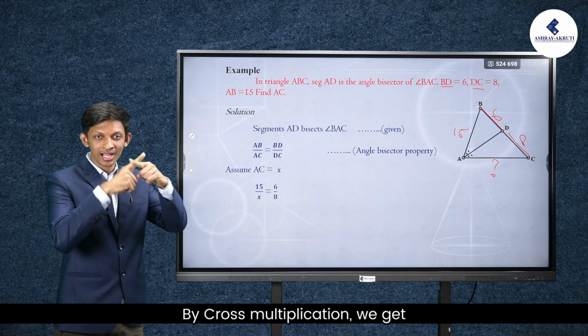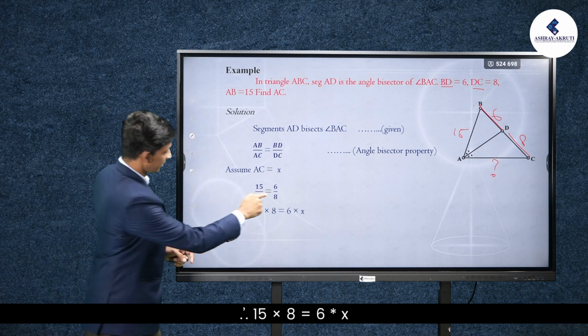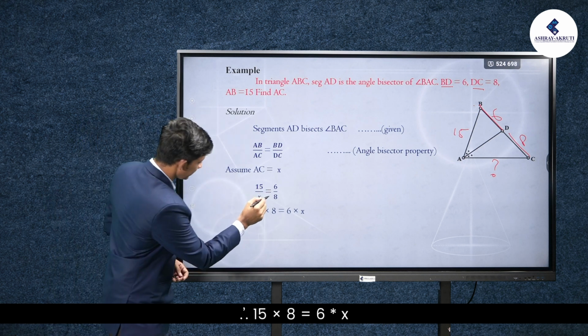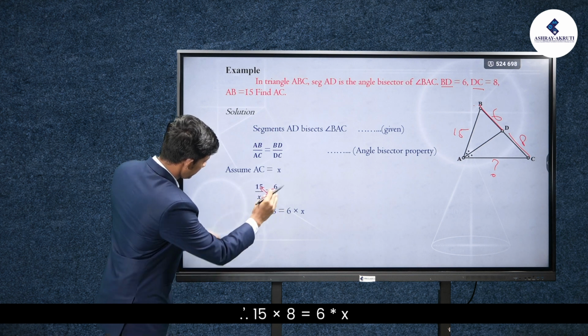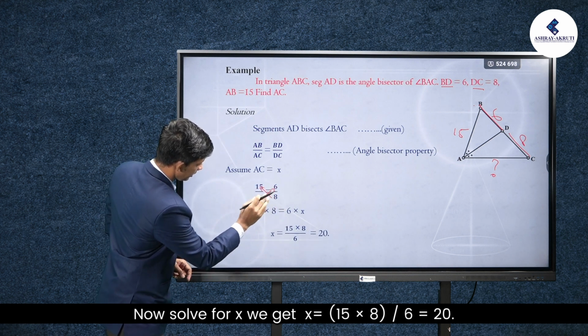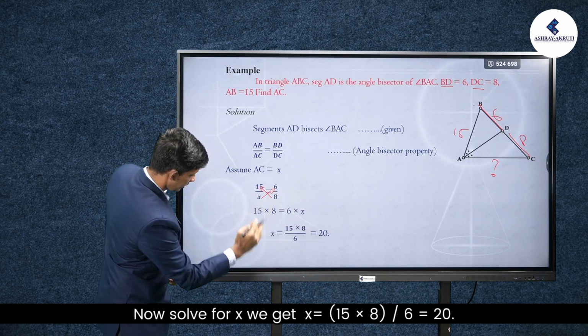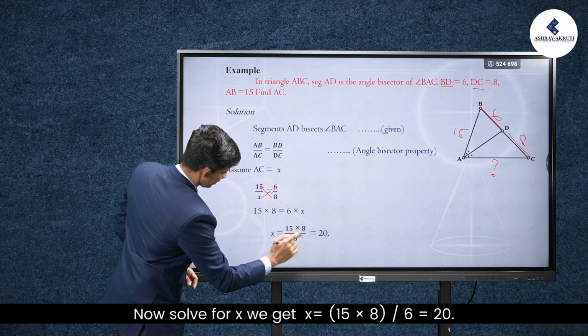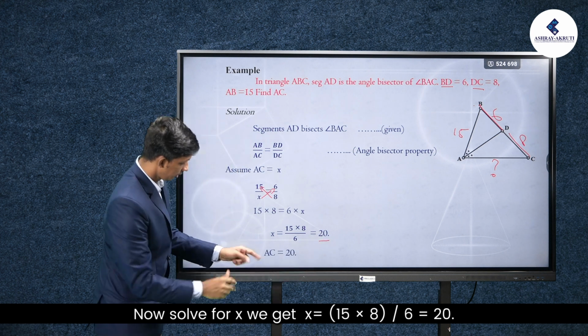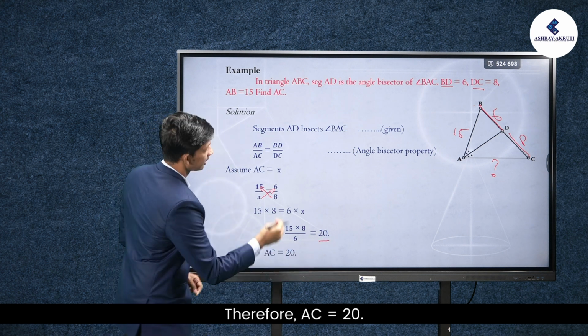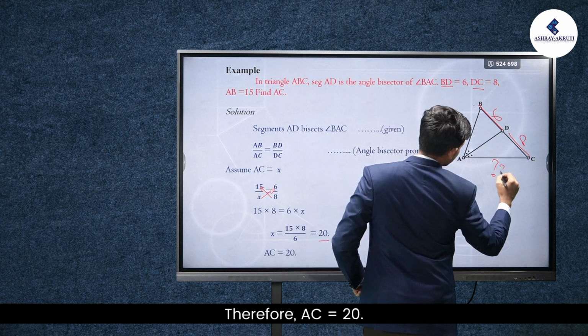By cross multiplication, we get 15 into 8 is equal to 6 into x. Now solve for x. We get x is equal to 15 into 8 by 6, which is equal to 20. Therefore, AC is equal to 20.